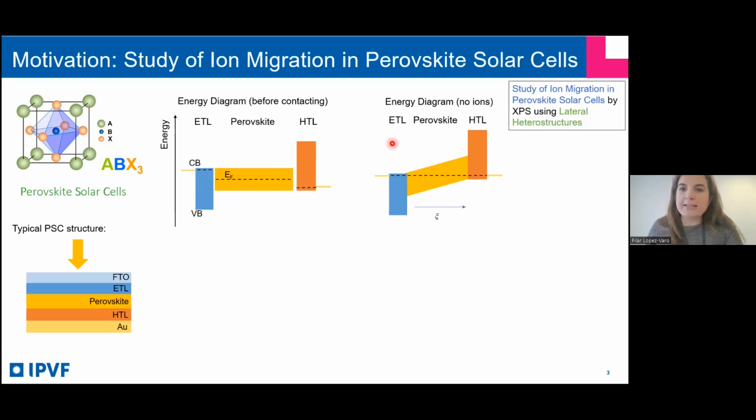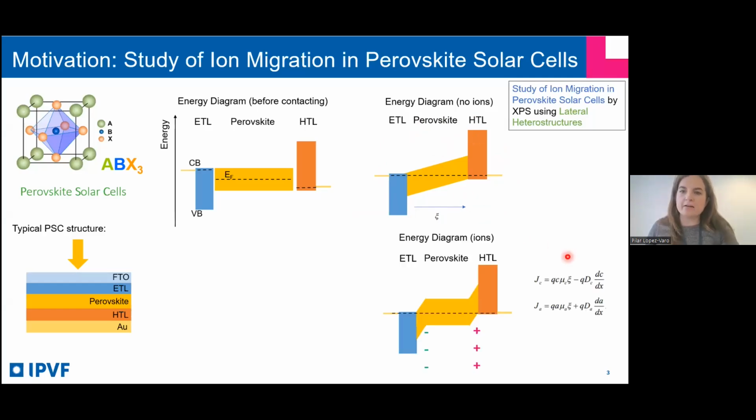In this energy diagram, we can see that the electric field is constant across the perovskite bulk, so the potential is dropping uniformly. In this case, we are considering that this solar cell doesn't present ions, or that their amount is really low.